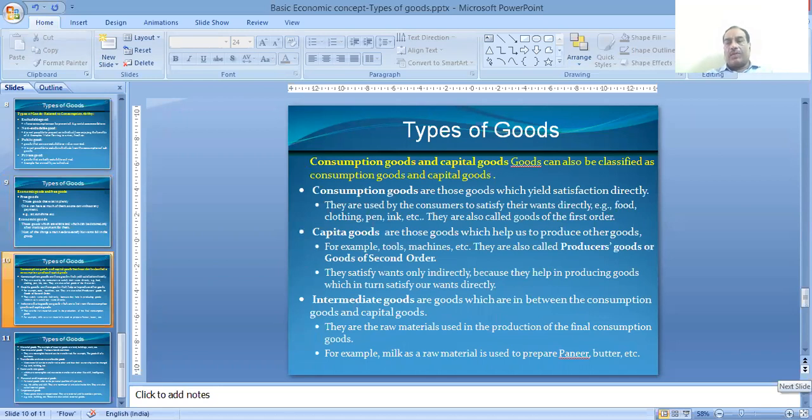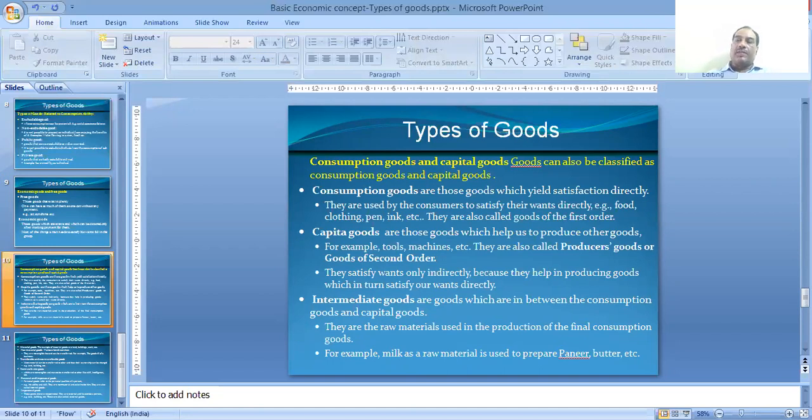Then types of goods based on consumption of goods and capital. So there are consumption goods and capital goods. Consumption goods are those goods which yield satisfaction directly. They are used by consumers to satisfy their wants directly, like food, clothing, pen, ink, etc. So we eat food and we get satisfied simultaneously. They are also called goods of the first order. So consumption goods are also called the goods of first order.